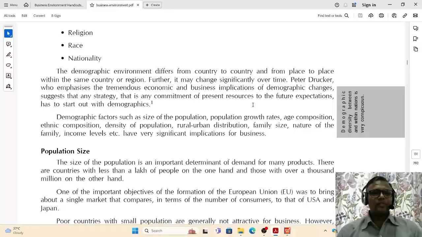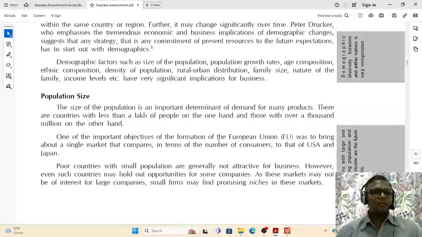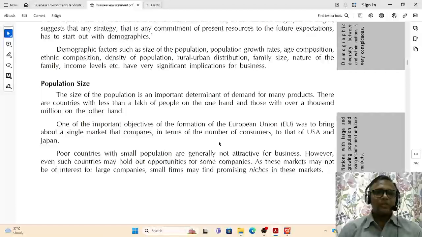Peter Drucker, who emphasizes the tremendous economic and business implications of demographic changes, suggests that any strategy, any commitment of the present resources for future expectations, has to start out with demographics. Demographic factors such as size of the population, population growth rate, age composition, ethnic composition, density of the population, rural-urban distribution, family size, nature of the family, income level, etc., have very significant implications for business. Thus, the size of the population is an important determinant of the demand for any product.